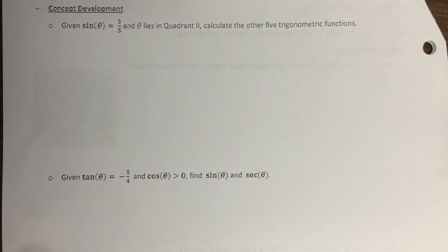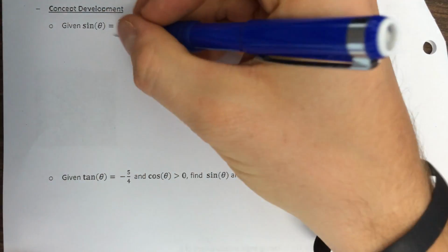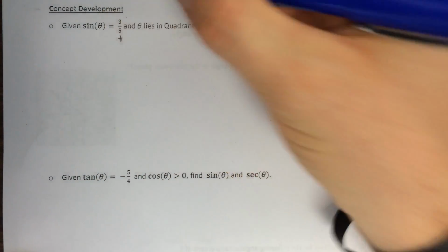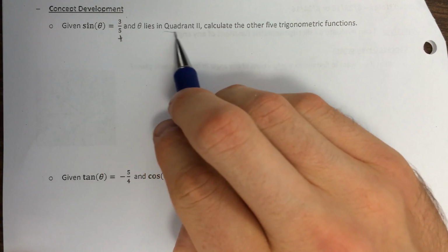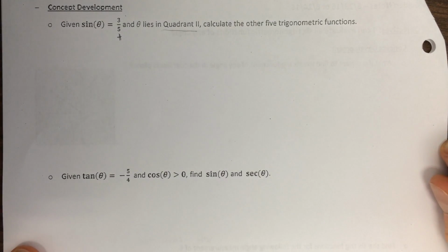So here we're actually given 2 conditions. We're given these 2 things. That sine is 3/5. In other words, sine is positive. And theta lies in quadrant 2. We want to calculate the other 5 trigonometric functions.